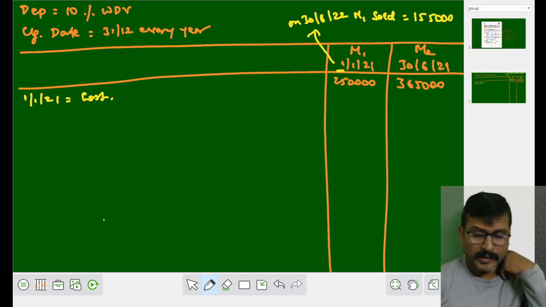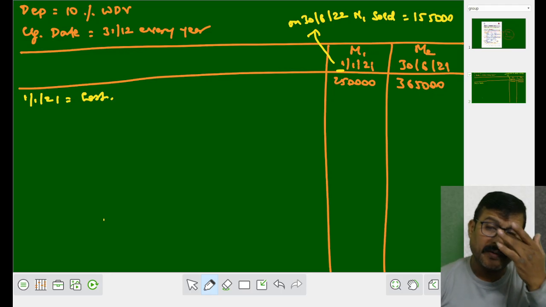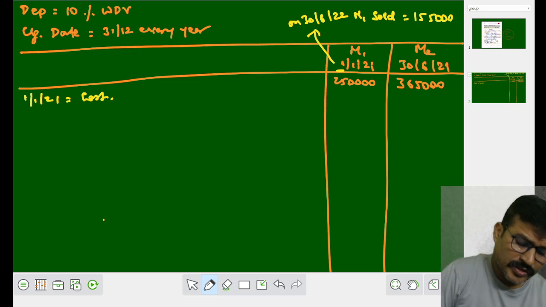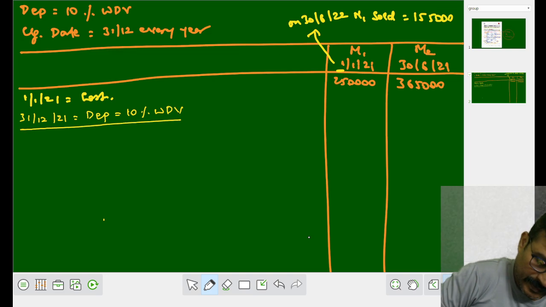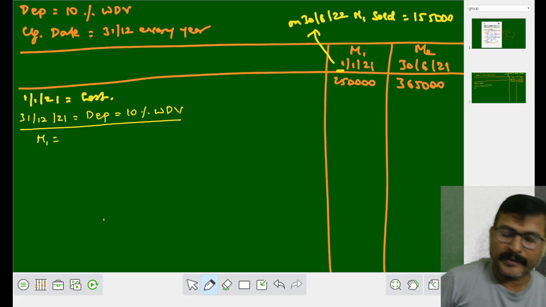Fine. Now, on 1st January 21, we have a cost. Accounts are closed when? 31st December. Now, I write 31st December 21. Depreciation is what percent? 10%, under what method? WDV method. Now, let me write M1.